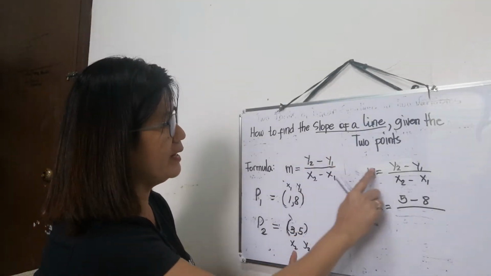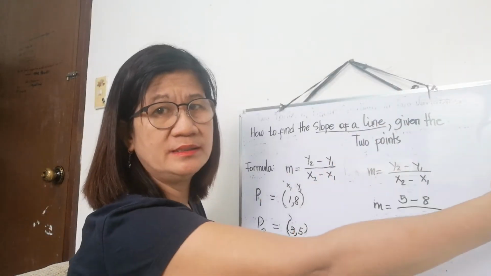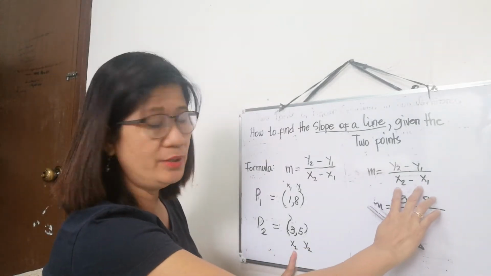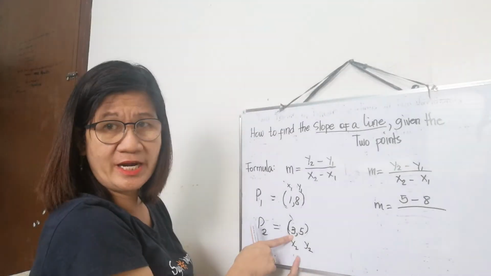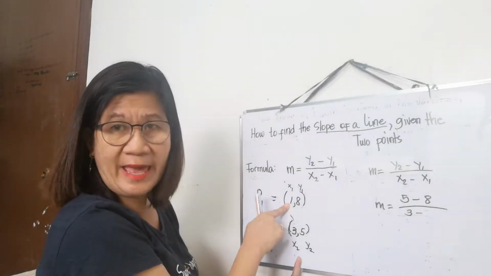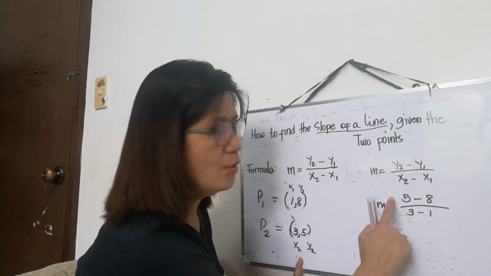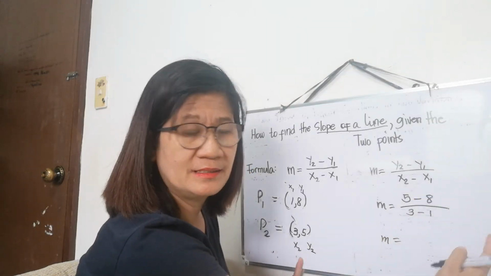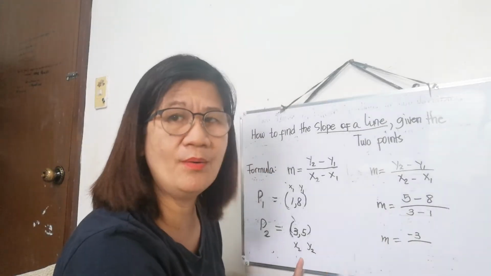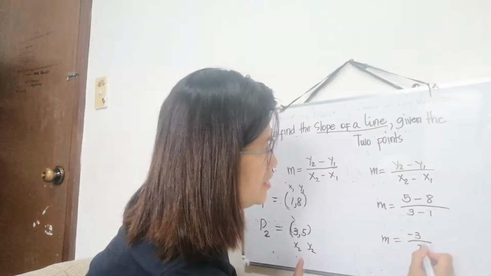Dito yan kasi, ito yung parang guide natin. Susundan natin. First step, you are going to replace all the variables with numbers. So, in our denominator, we will start here, x sub 2. So, we have 3 minus x sub 1, that is 1. So, our m equals, what is 5 minus 8? 5 minus 8 is equal to negative 3. 5 bawasan ng 8. So, 3 minus 1 is positive 2.